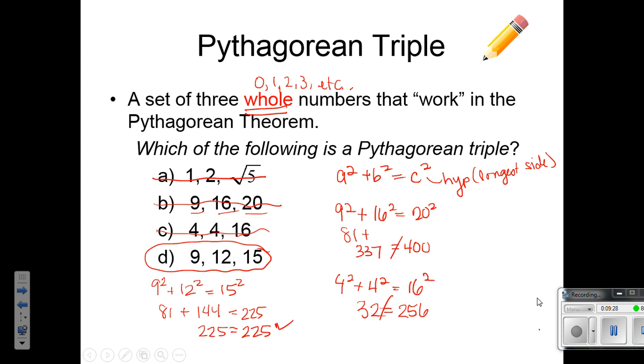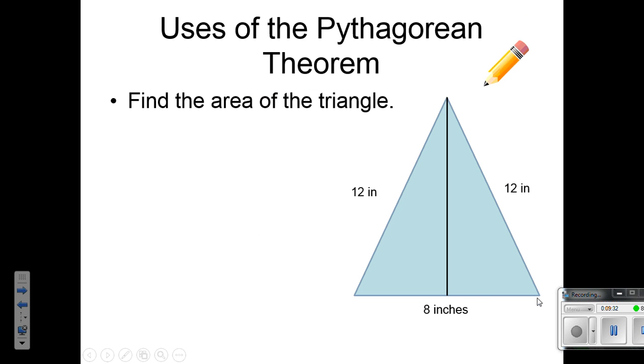Okay, so now that we know what a Pythagorean triple is, let's go ahead and use the Pythagorean theorem in a formula. And area is one of those formulas that we're going to be using a lot this next semester. So let's go ahead and use the concept of the Pythagorean theorem within this problem. All right, so let's talk about what the area of a triangle is. The area of a triangle is area equals 1/2 base times height.